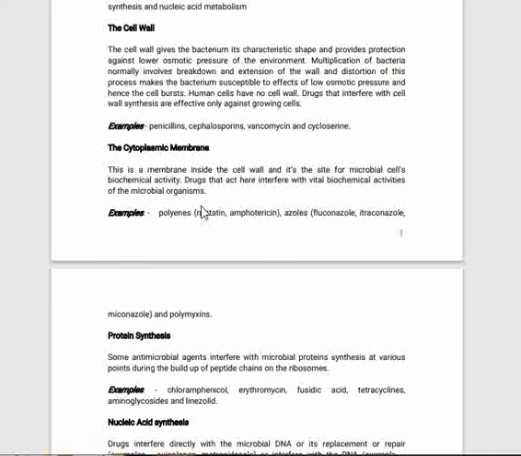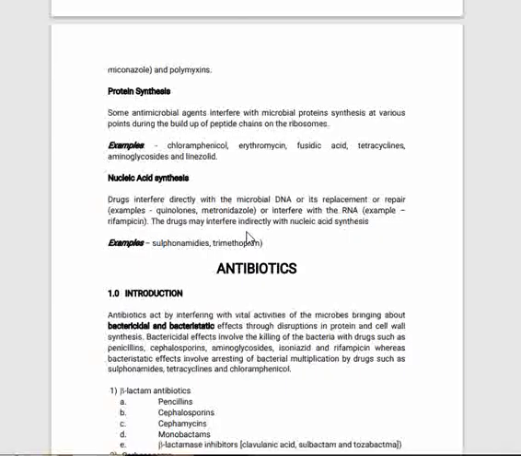You know the components of the cytoplasmic membrane. It is the membrane inside the cell wall and is the site of microbial cell activity. So drugs that act here interfere with the vital biochemical activities of the microbial organism. Examples of drugs that act on the cytoplasmic membrane are the polyenes, including nystatin and amphotericin, and the azole family. All these are antifungals. In the azole family we have fluconazole, itraconazole, and miconazole, which are antifungal. Then the third example is polymyxins. You also need to remember polymyxin because it's a very important drug.